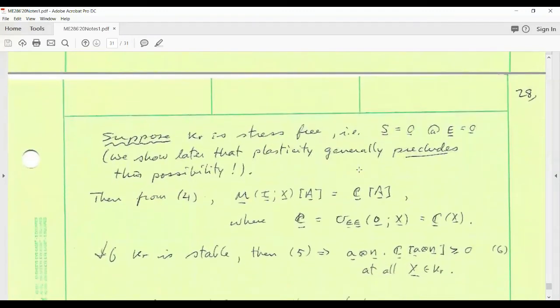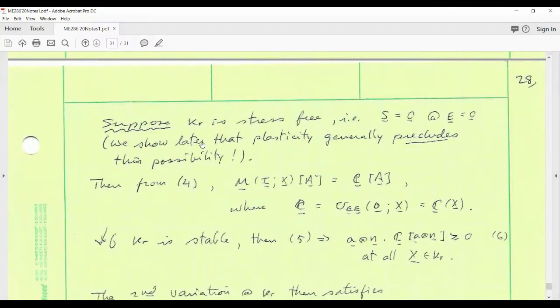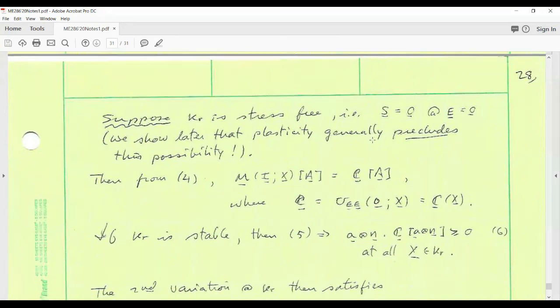Let's have a look at, for example, let's evaluate this in the reference configuration. In the reference configuration, we have no strain, because F is the identity. Suppose the stress happens to be zero when the strain is zero. We'll see later that that's really a kind of a fiction. Real materials, I should say, are essentially almost never truly stress-free in a global configuration. We'll see that plasticity is the primary reason for that fact.